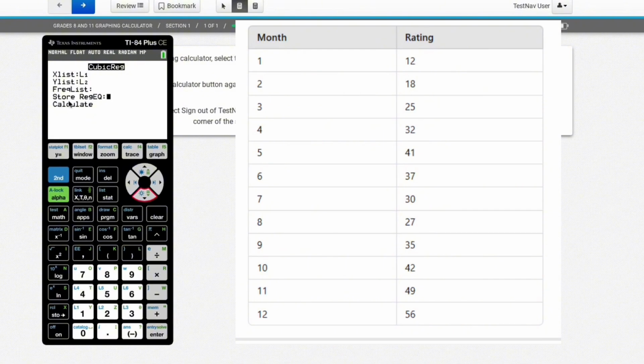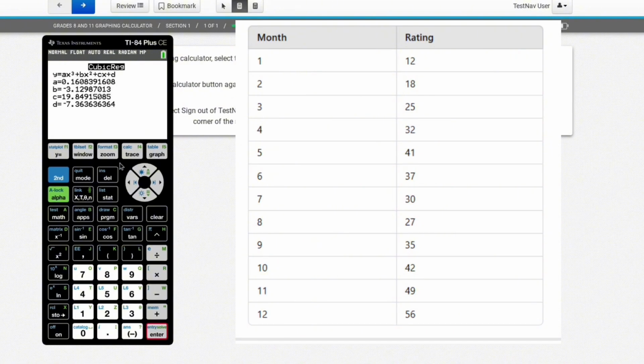So by doing Store Reg EQ, I go to vars, go to yvars, hit enter, enter, and this is now going to save my equation into the y sub 1 part of y equals here. So this will help me for Part C. But Part B is me going to calculate, hitting enter, and getting that god-awful mess.